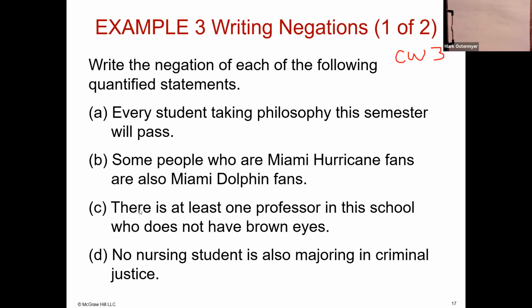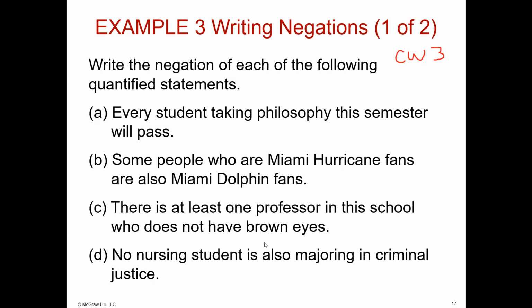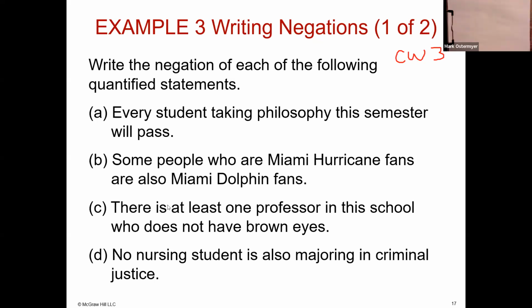And so, ladies and gentlemen, when you negate there is at least one professor in this school who does not have brown eyes, the total negation of the entire statement would say all professors at this school have what? Brown eyes. That would be the negation of there is at least one, and also the word not. So the negation of this entire statement says all professors at the school have brown eyes, because you're also negating the word not.